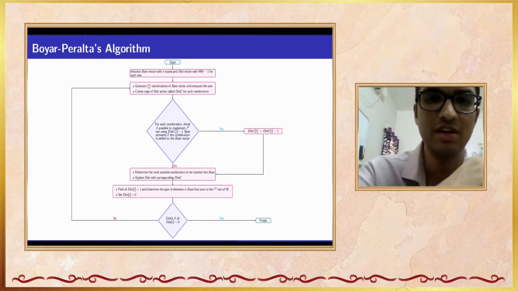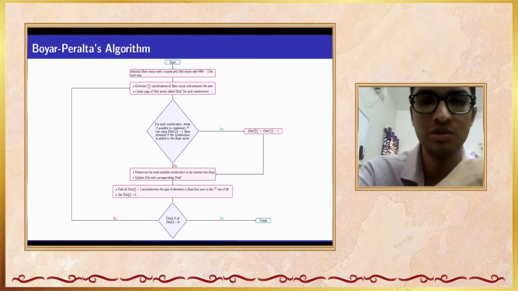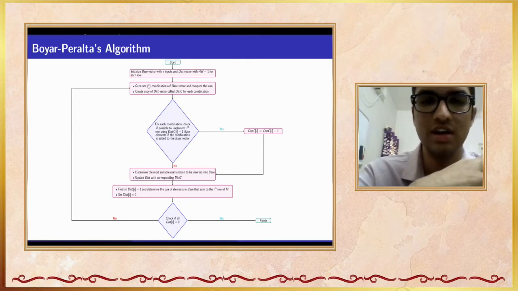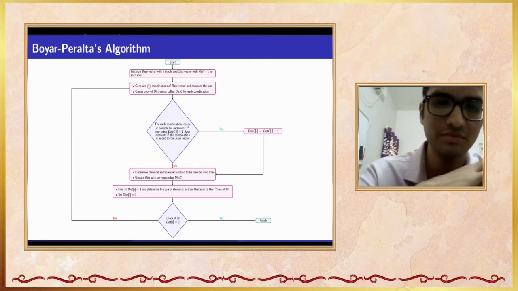Once this step is repeated for all combinations and for all rows in the matrix, we then determine the most suitable combination that needs to be inserted into the base vector. This is normally done using a heuristic. One example of a heuristic would be to pick the combination with the least L1 norm and L2 norm of its corresponding DC vector. Once we identify the most optimal combination, we insert that into the base vector and update the dist vector with the corresponding DC vector of the combination.